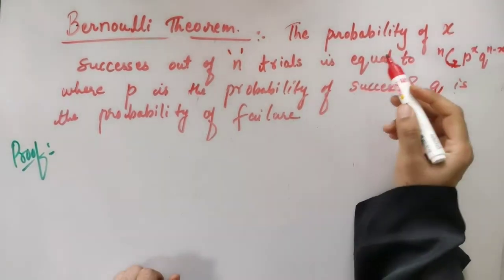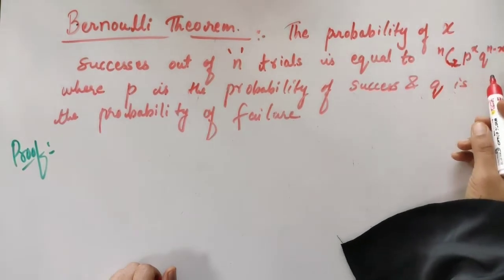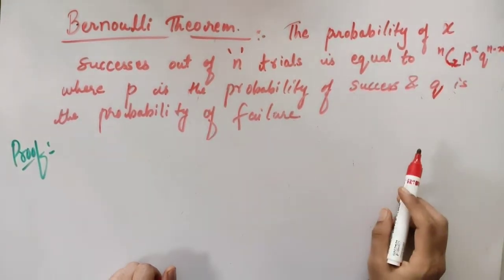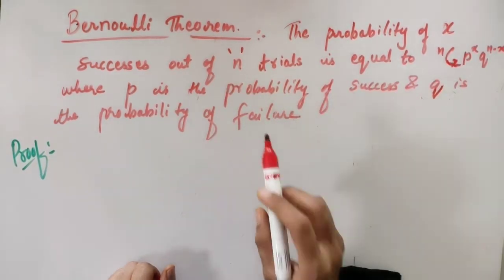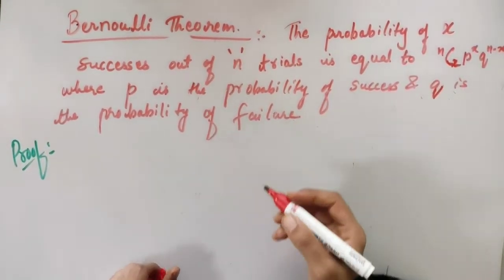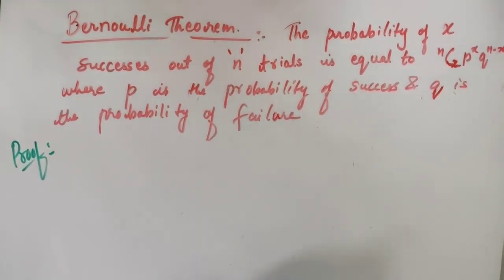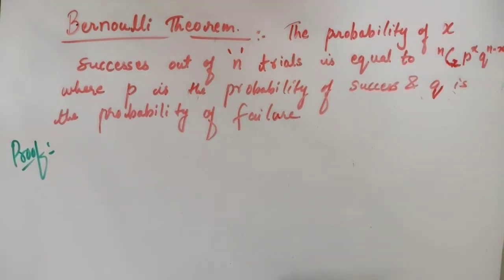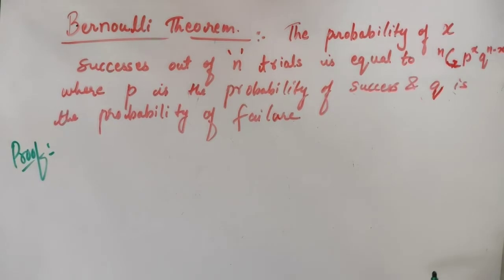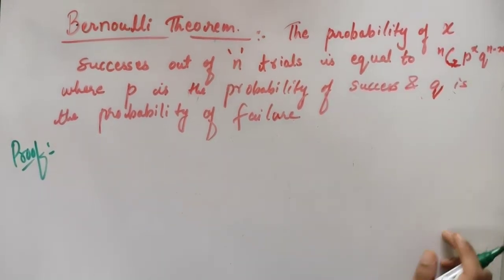Say the probability of x successes out of n trials is equal to nCx p raised to x into q raised to n minus x, where p is the probability of success and q is the probability of failure. So the probability of x successes out of n trials is given by nCx p^x q^(n−x). So let us prove this. How can out of n trials x successes have this probability?